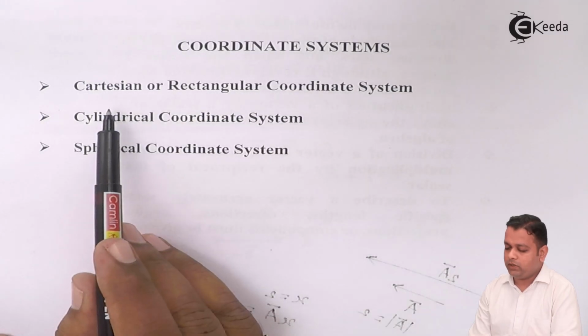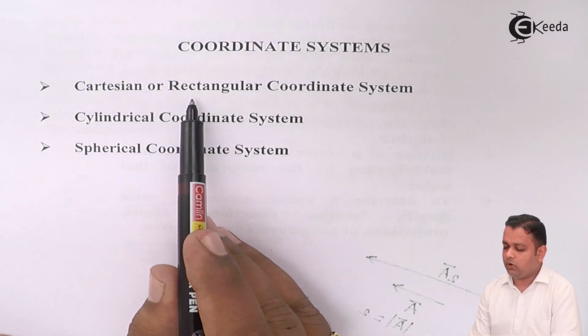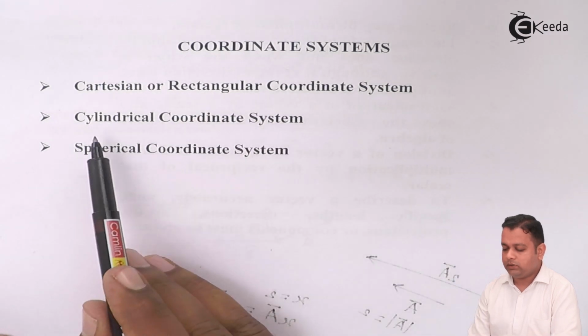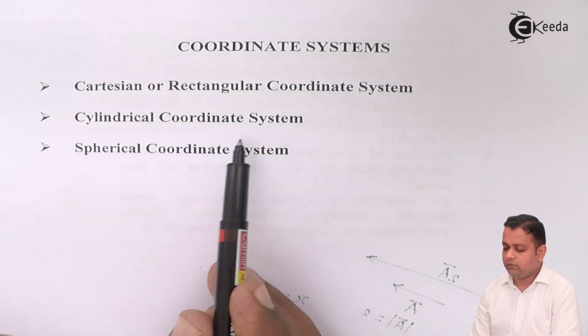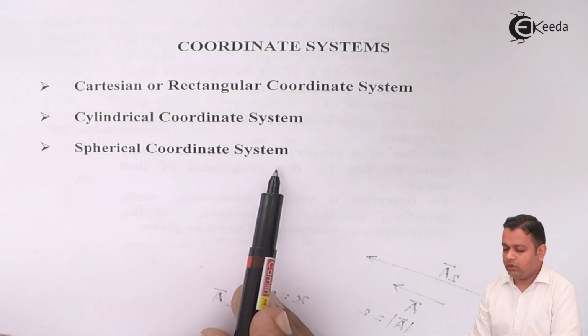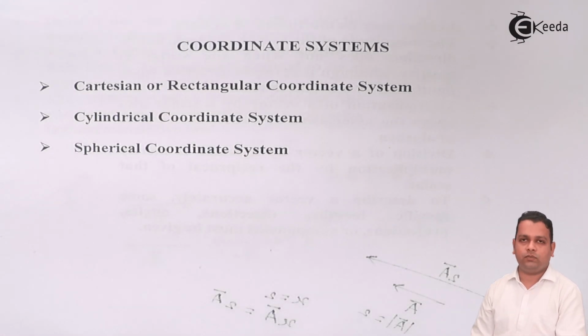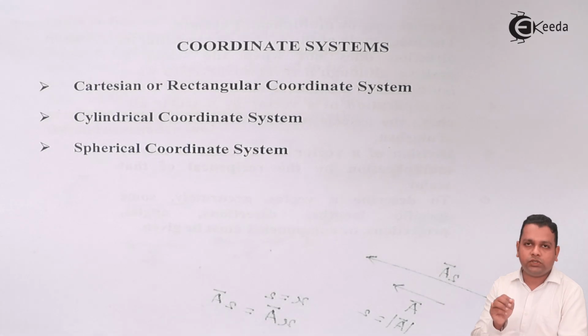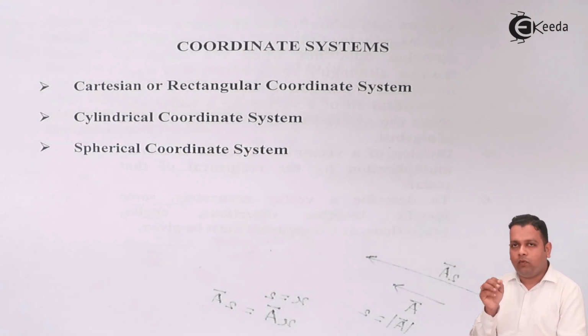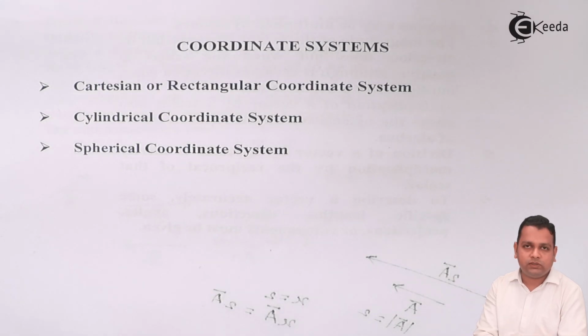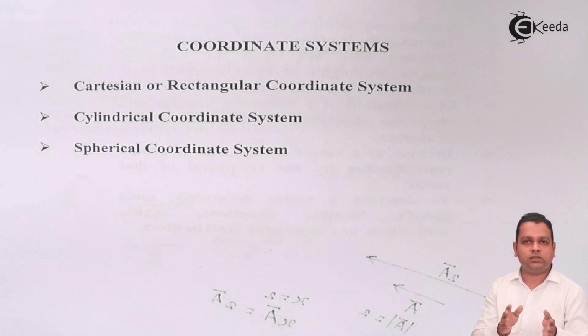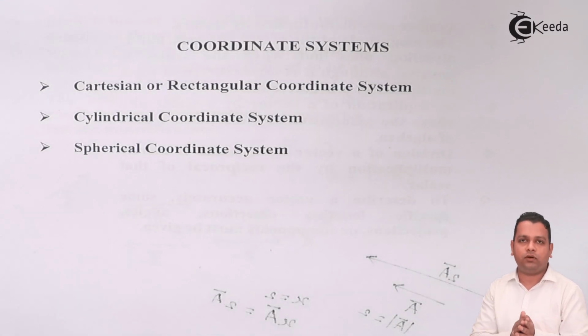Coordinate systems are of three types: Cartesian, also called rectangular coordinate system; second, cylindrical coordinate system; third, spherical coordinate system. The basic motto of coordinate systems is the same: to give a particular position or location of a point or vector in three-dimensional space. But the ways with these three different coordinate systems are different. Work is the same, the rules are different.